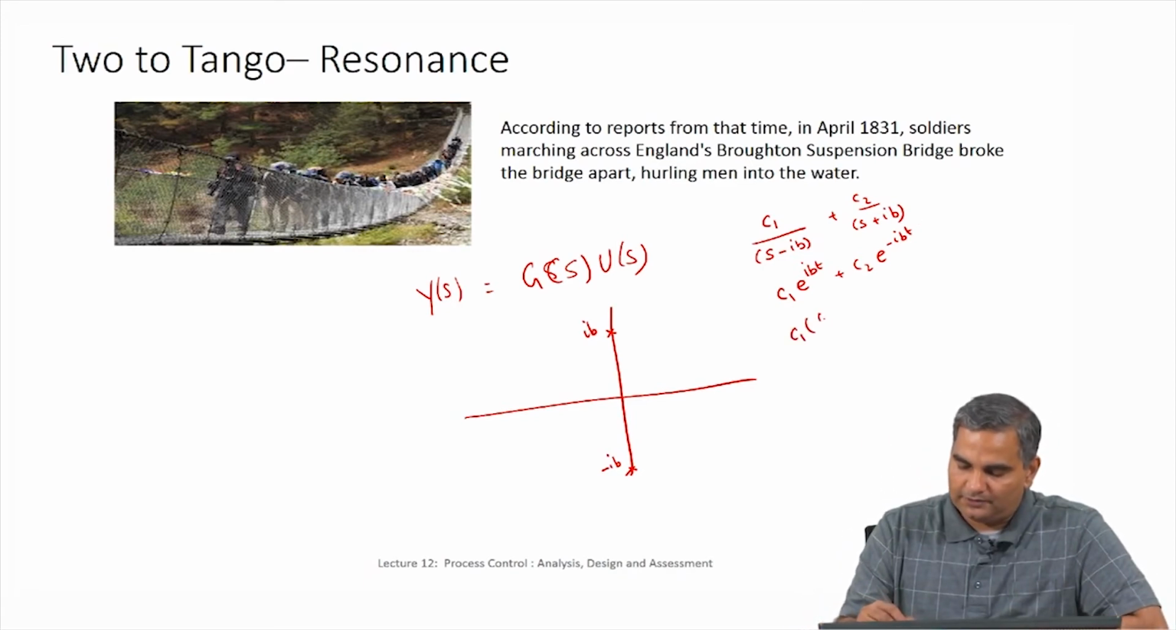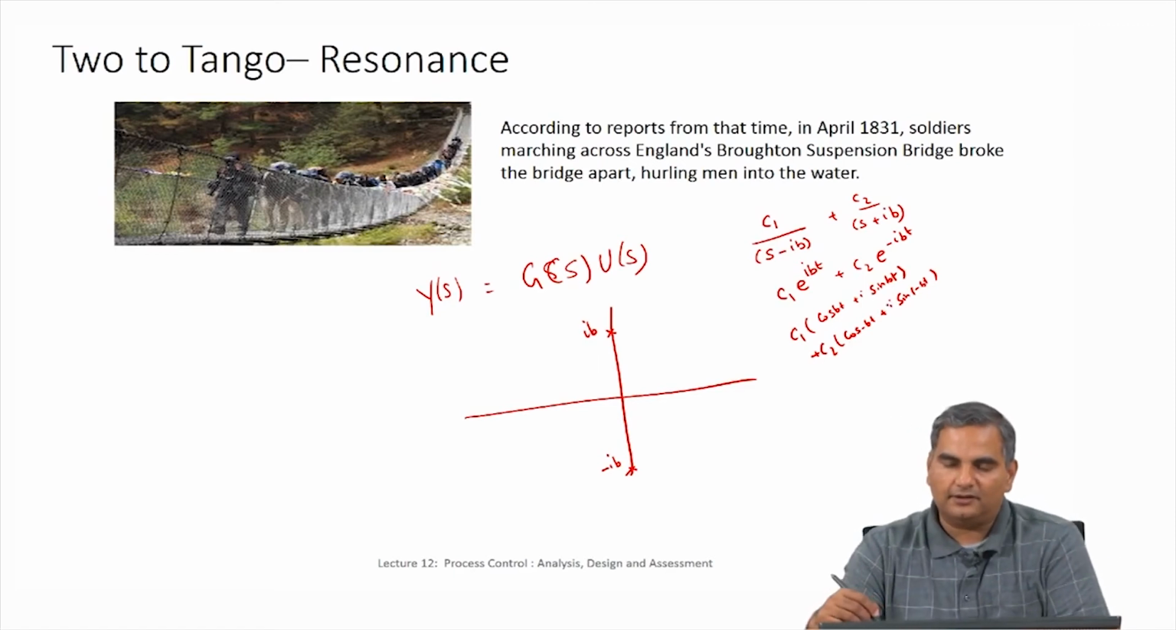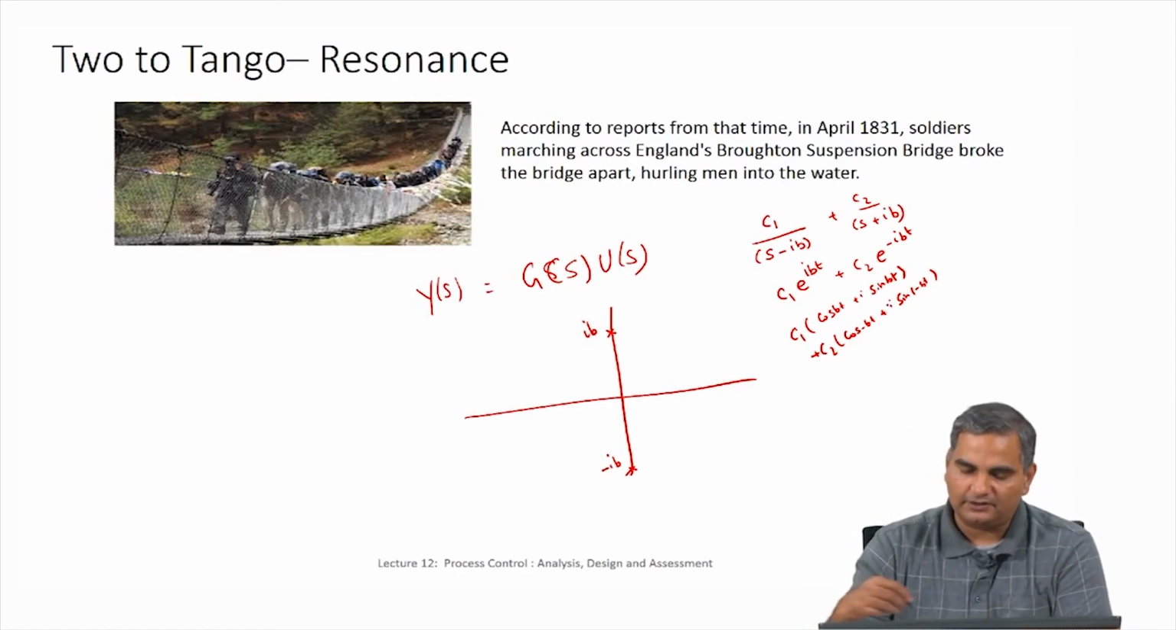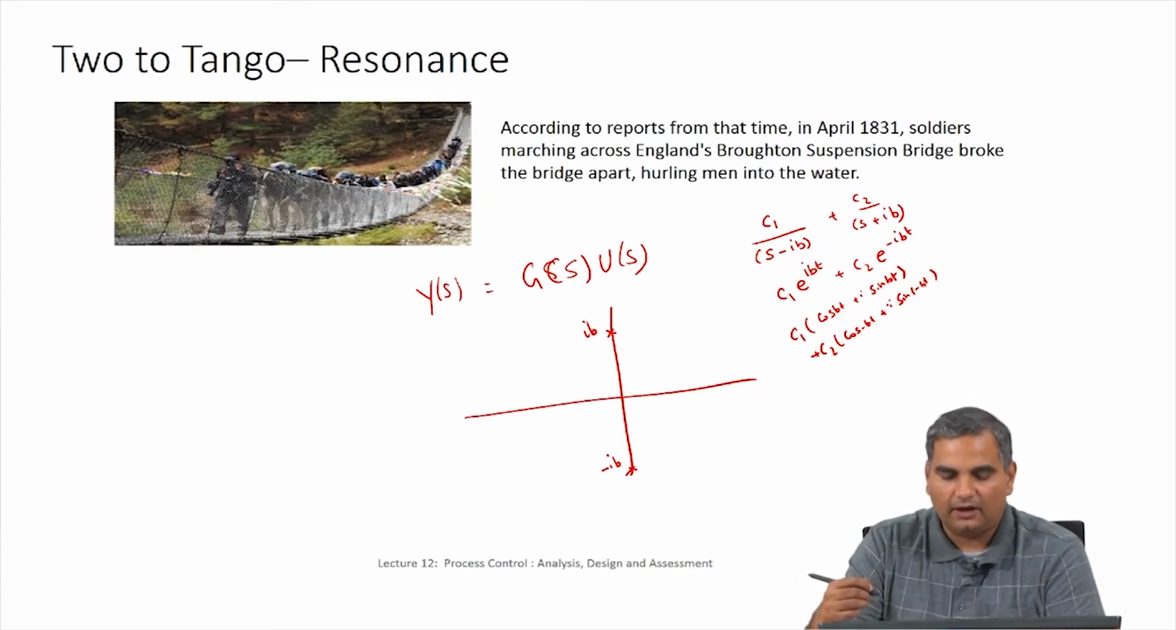So, this one will be C1 cos Bt plus i sin Bt plus C2 cos(-Bt) plus i sin(-Bt). You will notice that since all of these terms are bounded cosine functions, there will be sustained oscillation. This is what we call the natural oscillation of the system.